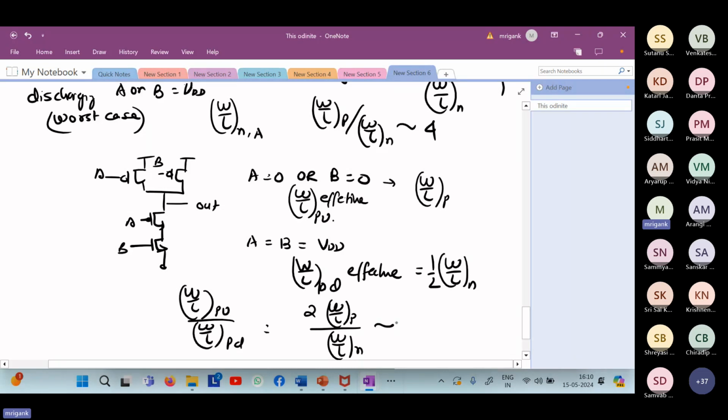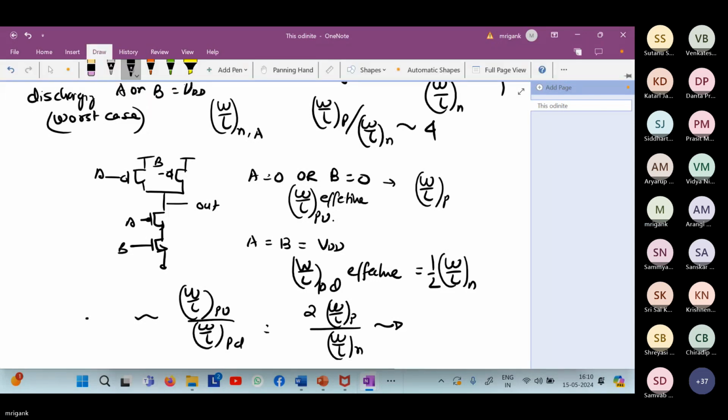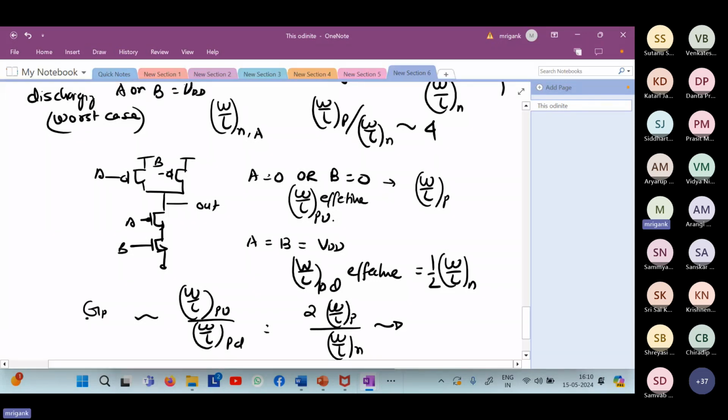And this ratio should be equal to what? For rise time, fall time, remember, this is proportional to R pull up. Sorry, just the opposite. So conductance G pull up is proportional to G pull up and G pull down. G means conductance. So we have to equate them.